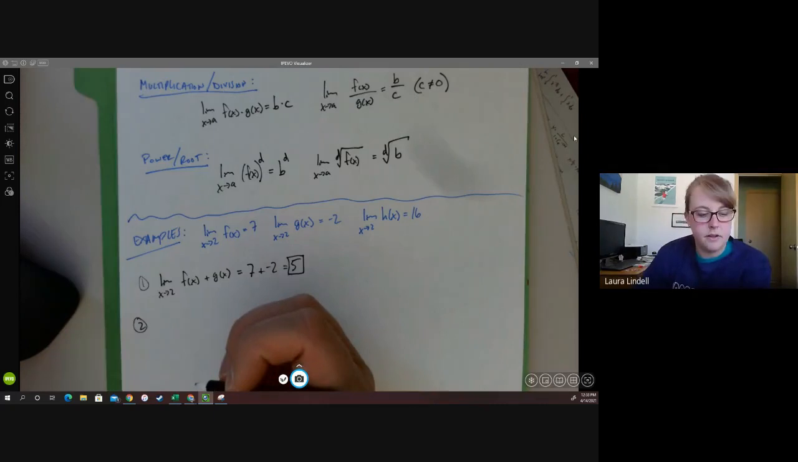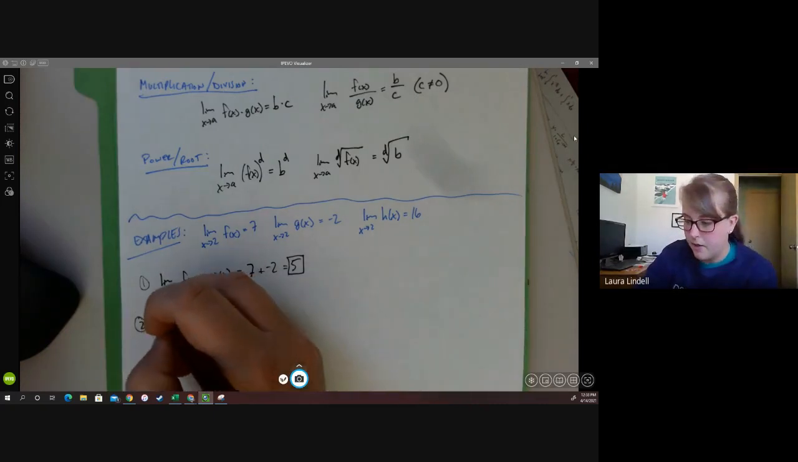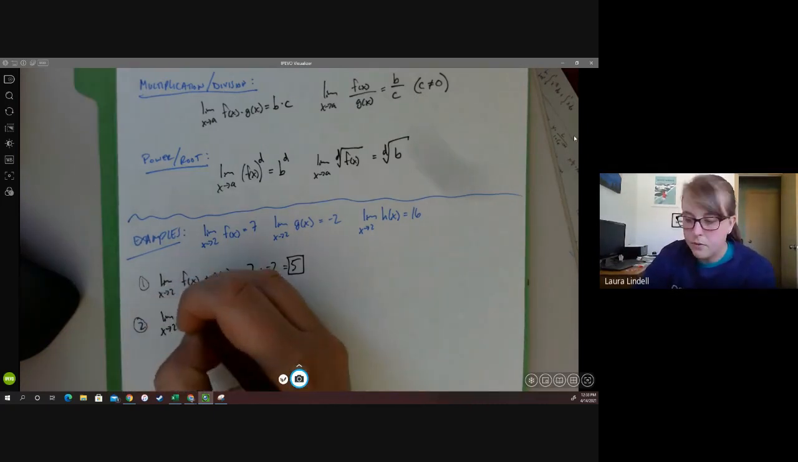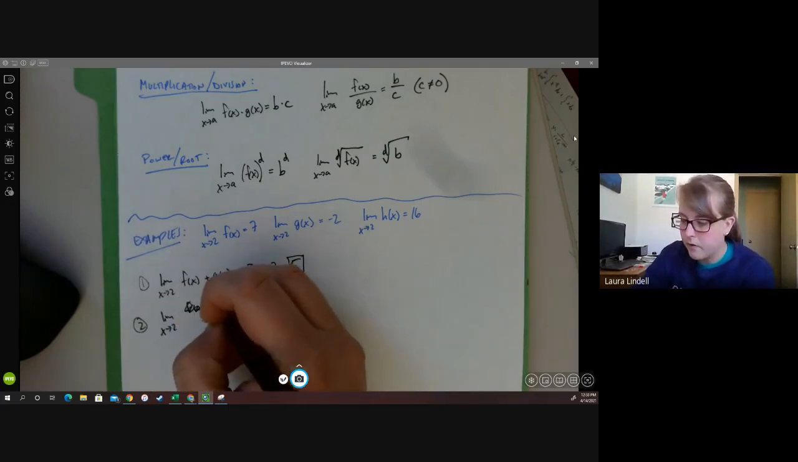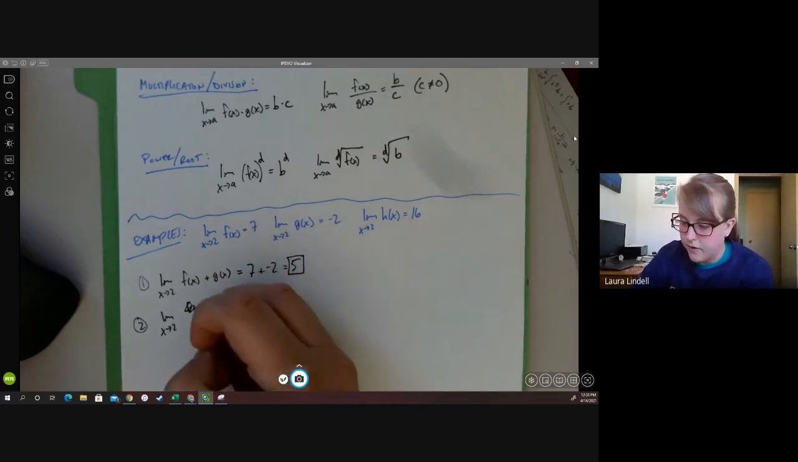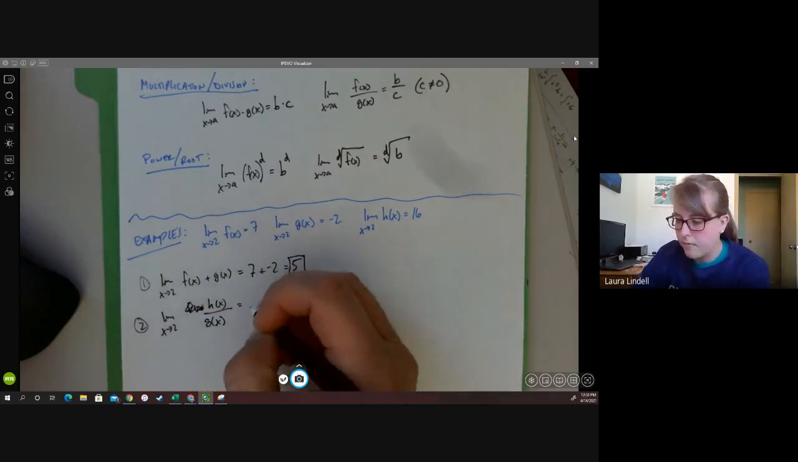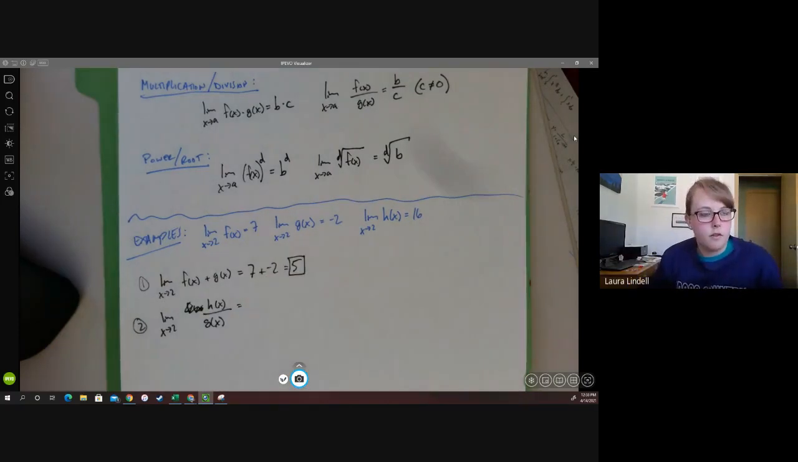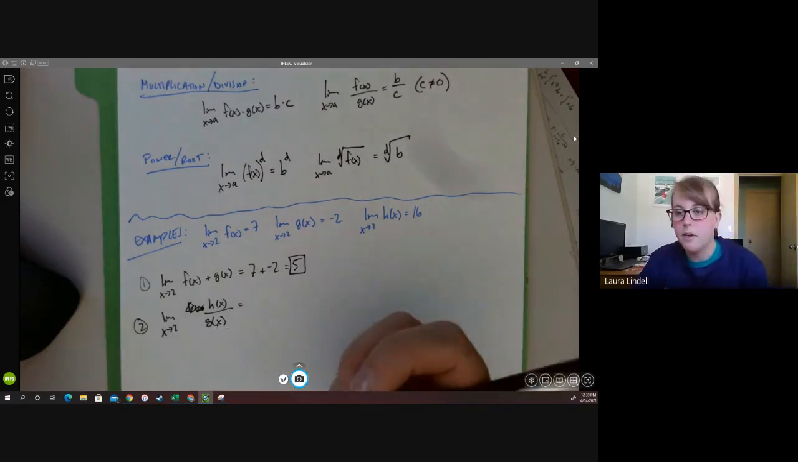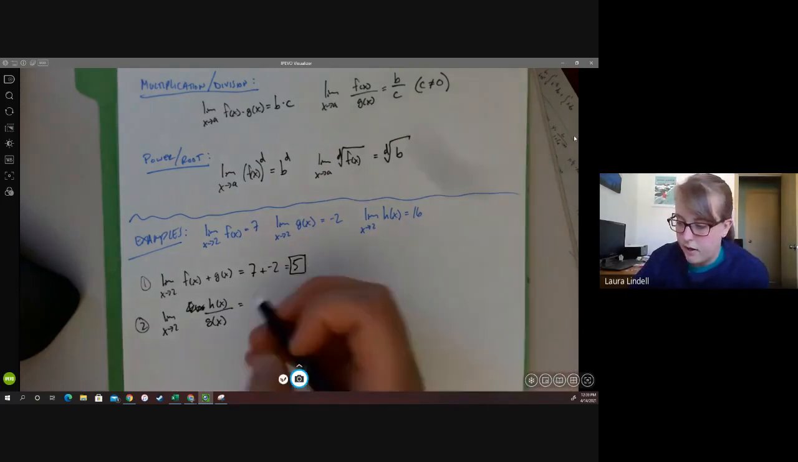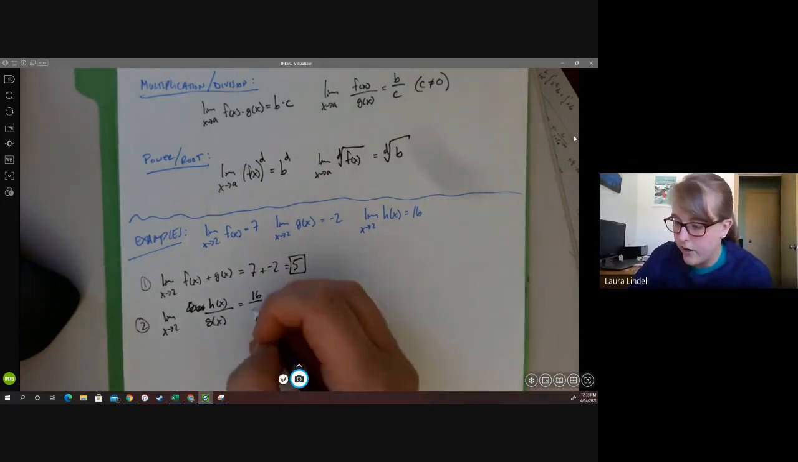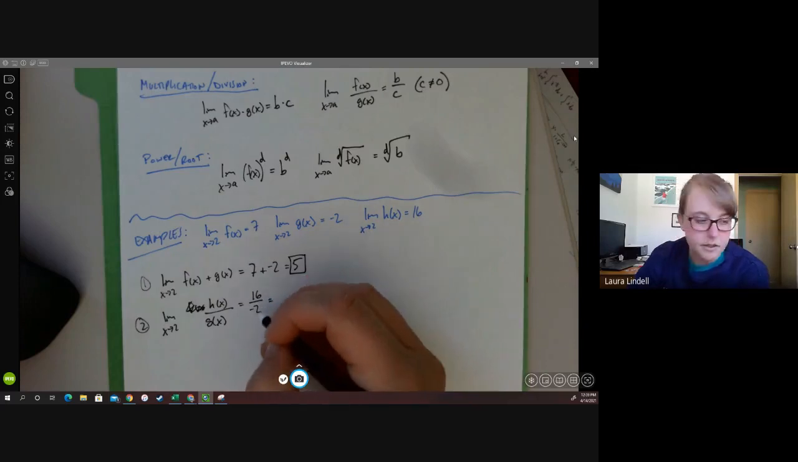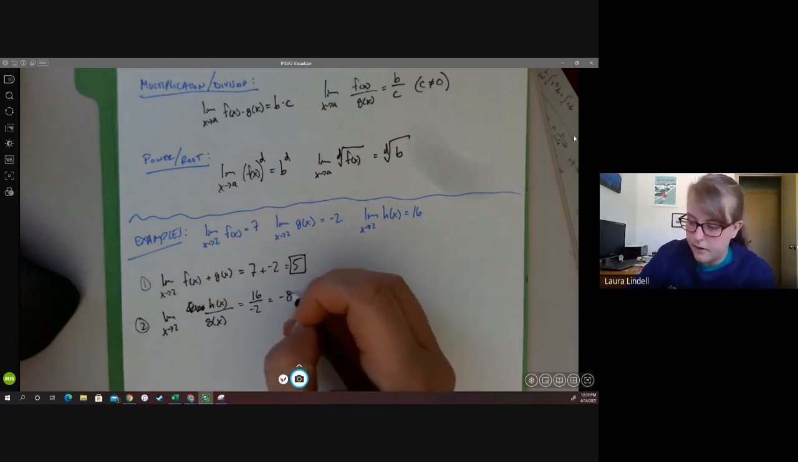All right, next one, we'll go with some division here. The limit as x approaches 2 of, let's go h of x, sorry, over g of x. So for this one, we know that the limit of g of x is not 0, so that's good. So now we can just proceed with h of x, 16, over g of x, -2. 16 over -2 gives us -8.